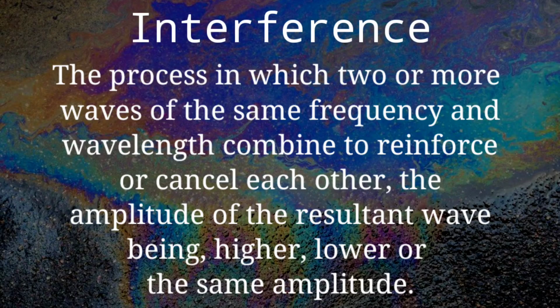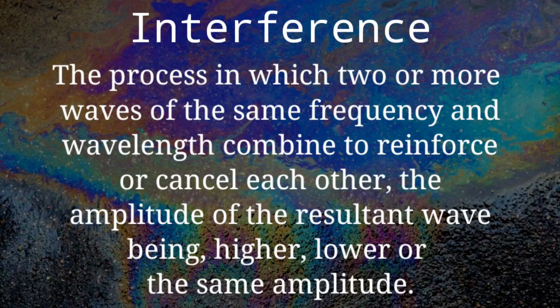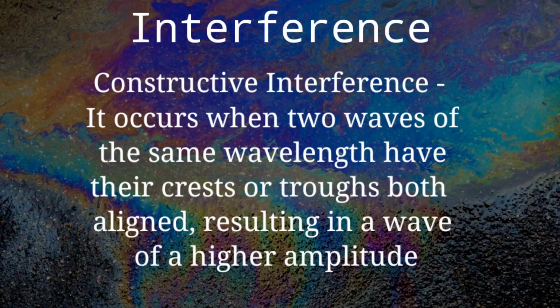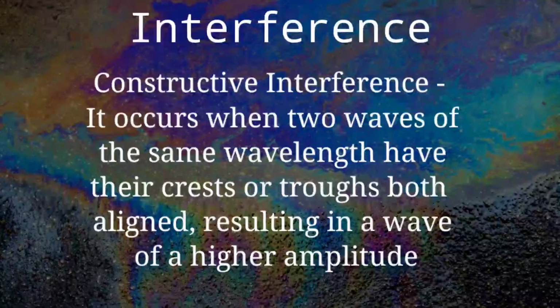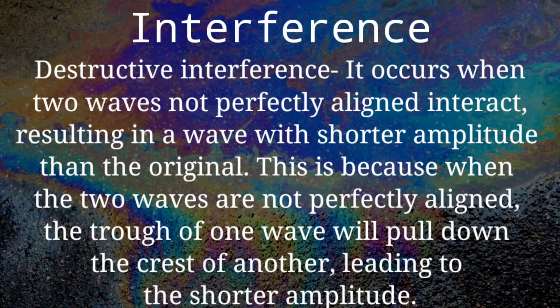Interference is the process in which two or more waves of the same frequency and wavelength combine to reinforce or cancel each other, the amplitude of the resultant wave being higher, lower, or the same amplitude. Constructive interference occurs when two waves of the same wavelength have their crests or troughs both aligned, resulting in a wave of a higher amplitude.